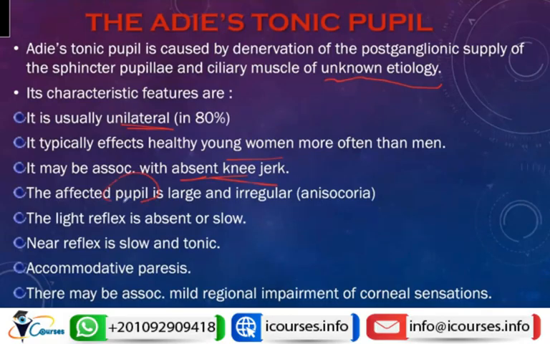The pupil itself appears large and irregular, or there is anisocoria, which is greater in light, as this is an affection of the parasympathetic system. There is light-near dissociation, meaning that the light reflex is absent or slow, while the near reflex is slow and tonic, and there is damage to accommodation, or accommodation paresis.